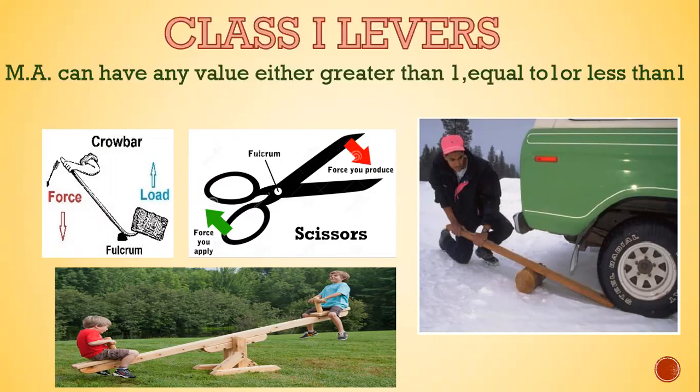Now for a seesaw, you can see the two boys sitting on the seesaw. Both are at equal distance from the fulcrum. So here the fulcrum is at the midpoint of the load and the effort. Therefore, mechanical advantage will be equal to 1. Why? Because effort arm is equal to load arm.